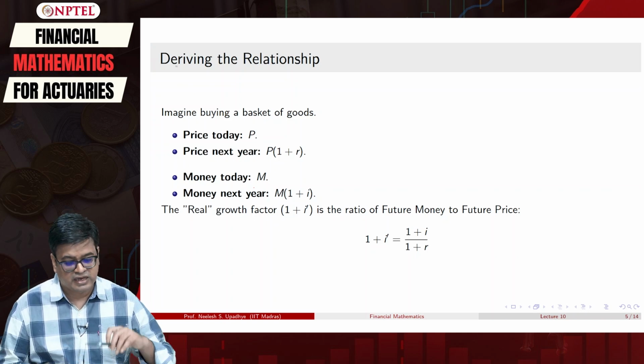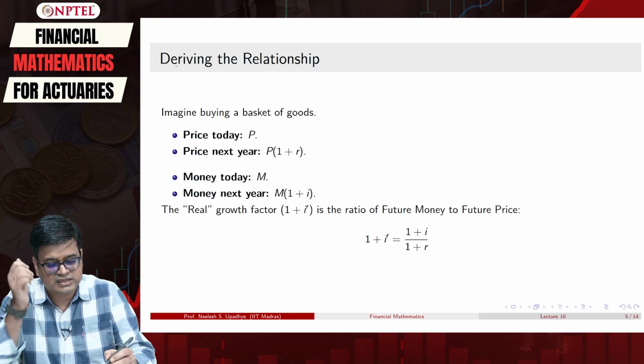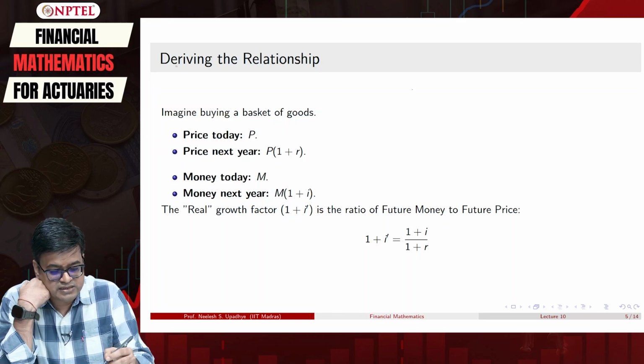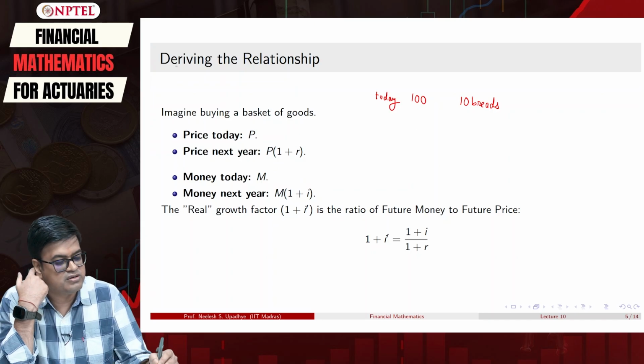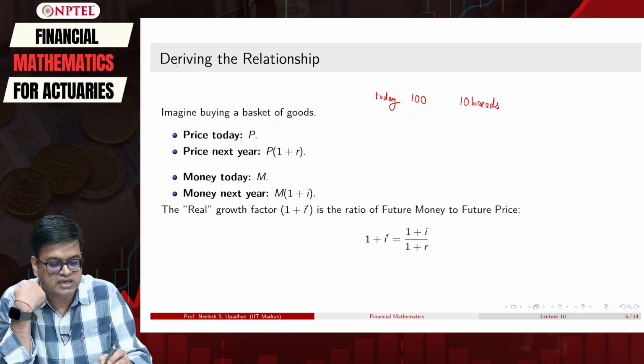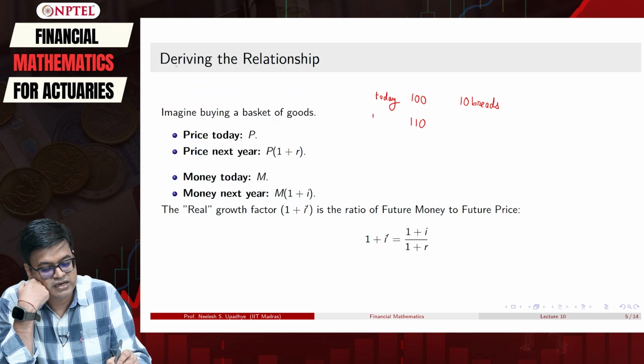For example, I will give you one example. If you are buying breads, say you have 100 rupees and each bread costs 10 rupees, so you can actually buy 10 breads with 100 rupees. This is today. Now your money has increased to 110. So this is 1 year later.